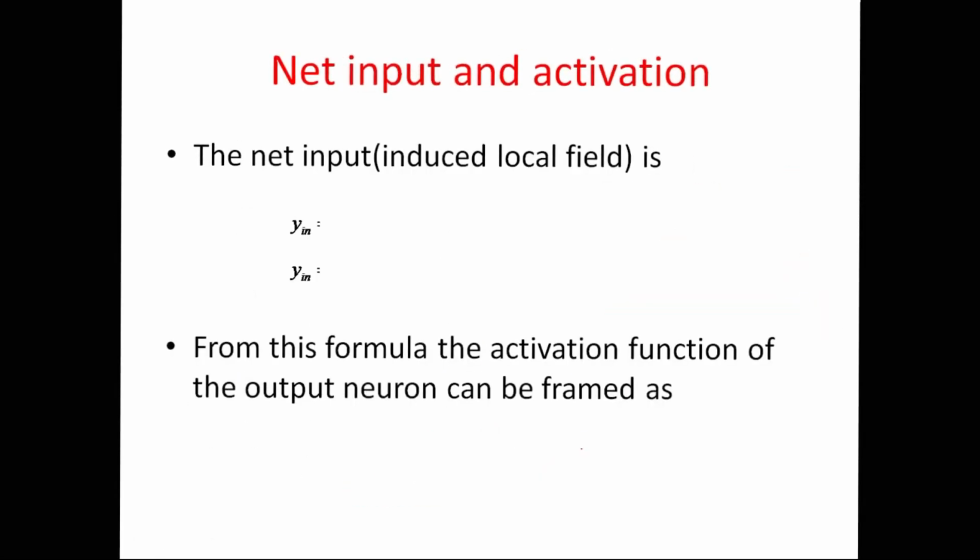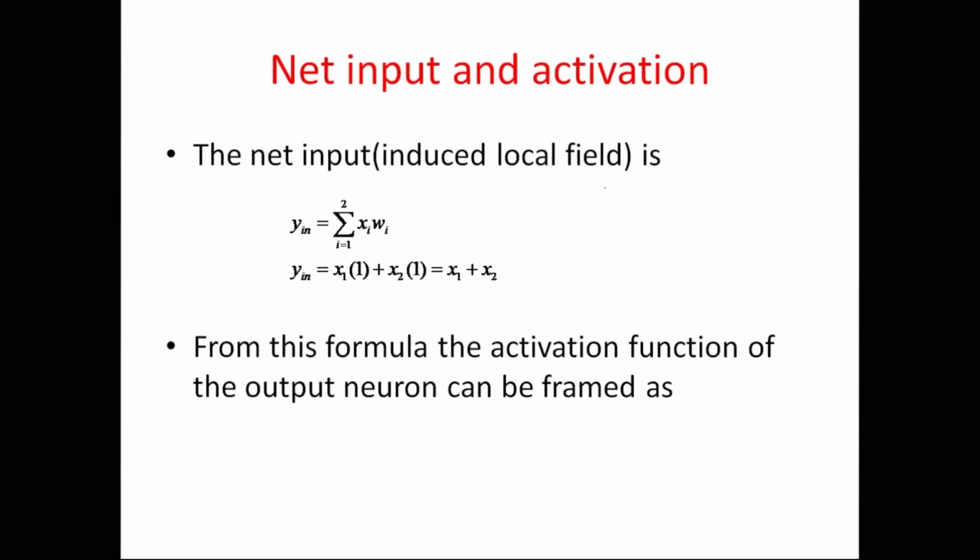You can see here, this is the net input or induced local field. y in is equal to sigma i equal to 1 to 2 of xi wi. Here there are only two inputs. xi is the input of the ith neuron and wi is the weight of the ith neuron, which we have already seen in the previous slide. So y in is equal to x1 into 1 plus x2 into 1, as we have chosen weights w1 and w2 as 1 and 1.